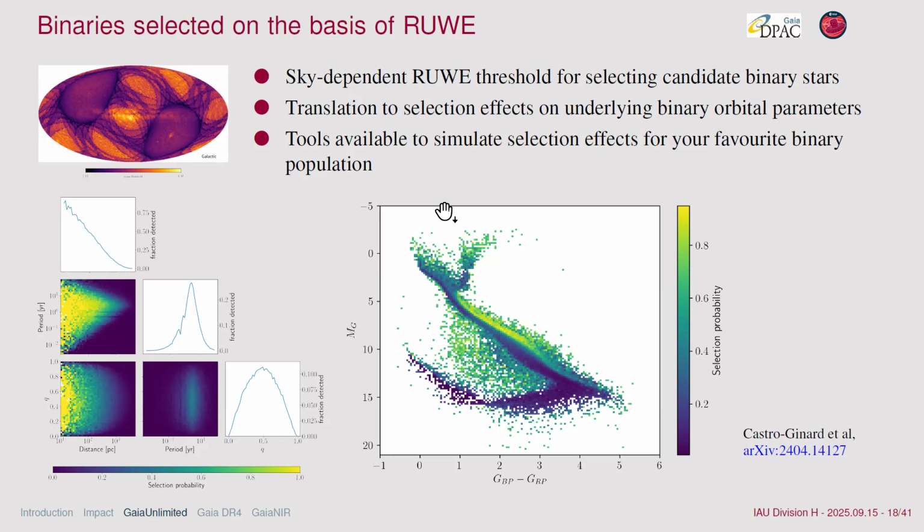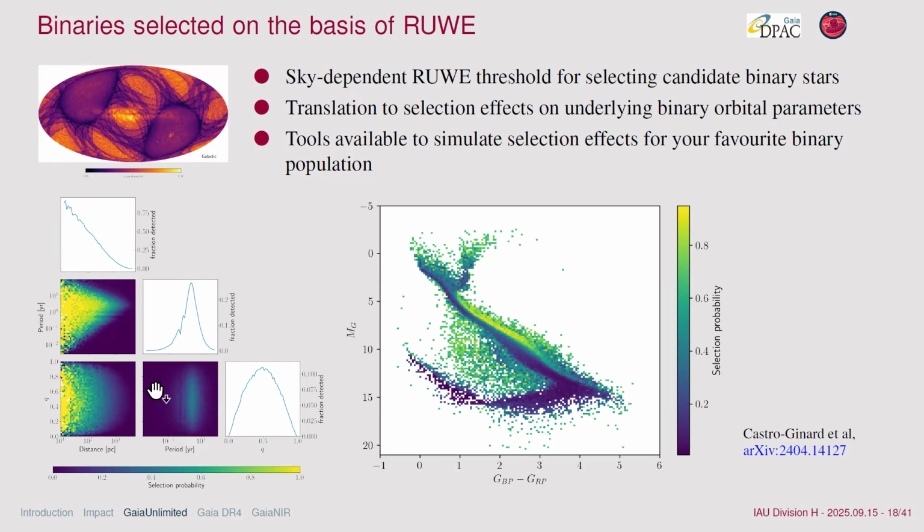And over here you see a well-known example when you make an HR diagram or a color magnitude diagram and you color code by RUWE, or in this case the probability for a star to be selected as a candidate binary. You can clearly see the stars here at the top of the main sequence where you find almost equal mass binaries. Now, if you do this selection, you do get, again, selection effects over the sky, and depending on the threshold that you set on RUWE.